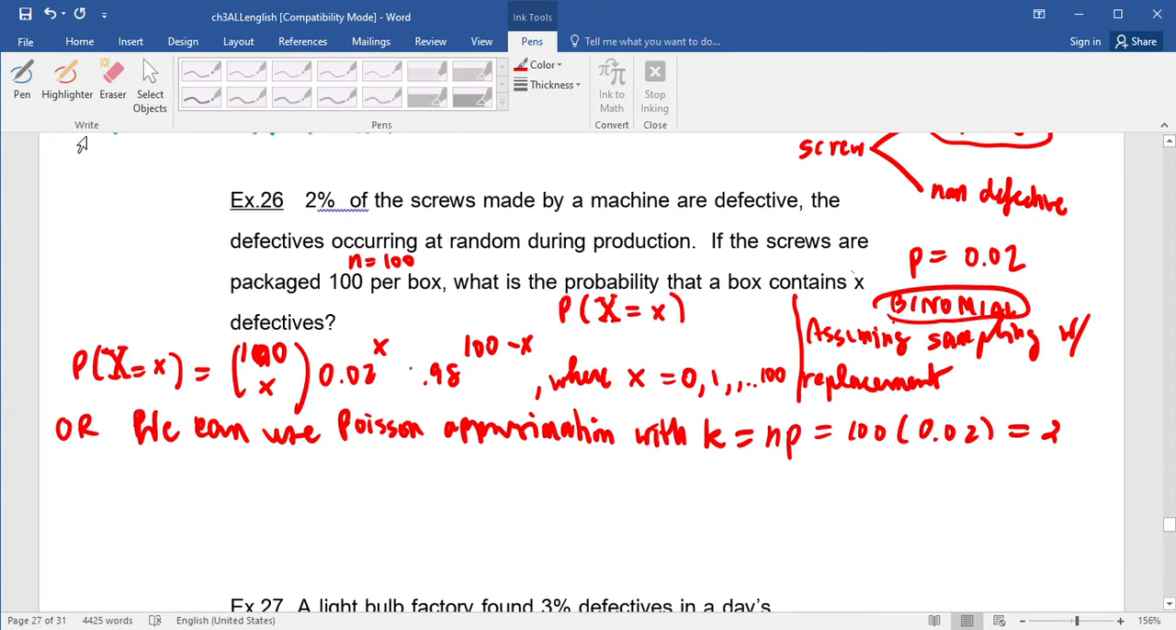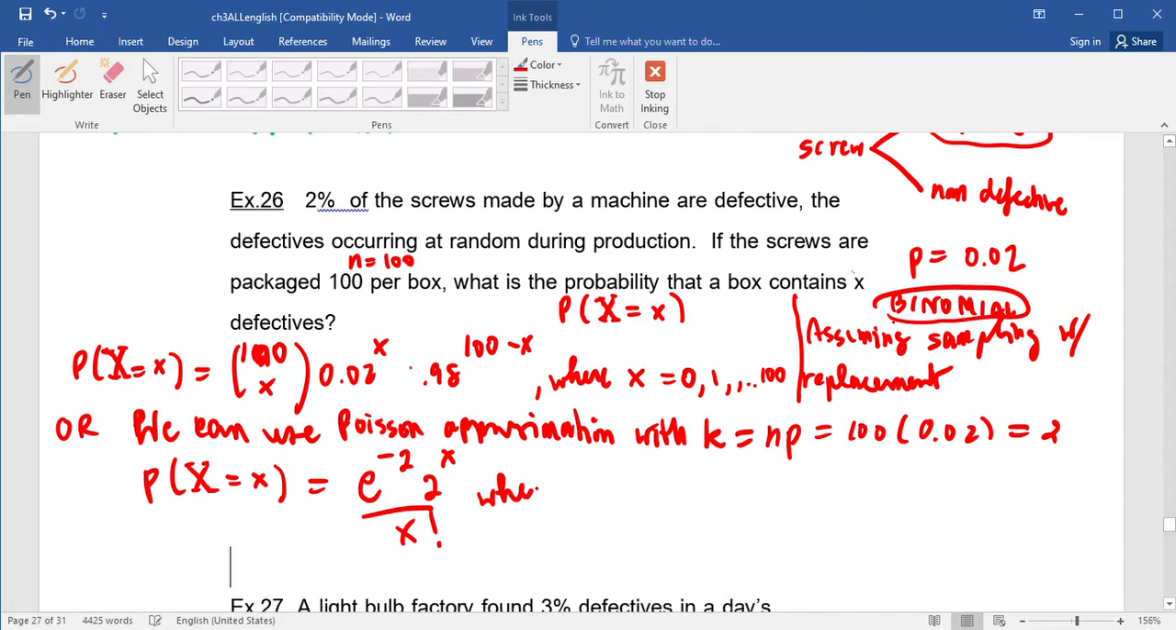So we can say the probability of x, or the number of defectives, equals e to the minus k to the x over x factorial, where x can be 0 defectives, 1 defective, up until 100 defectives.